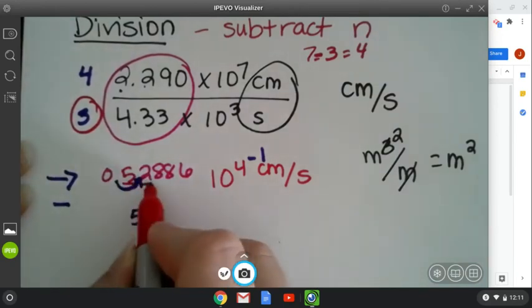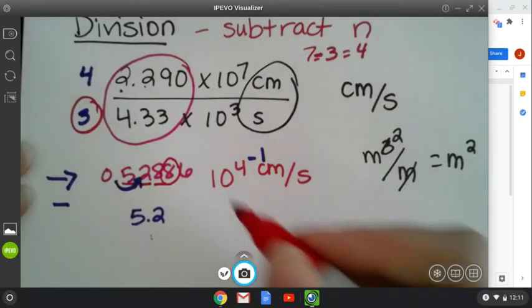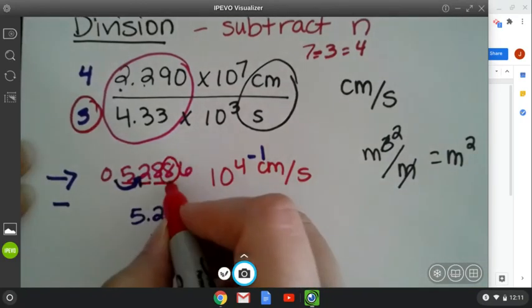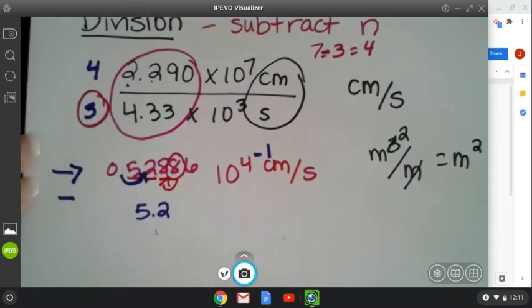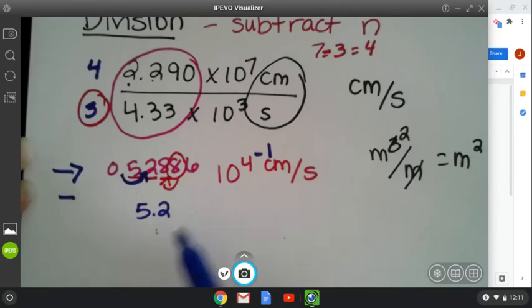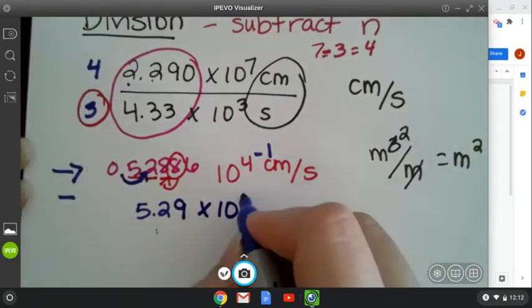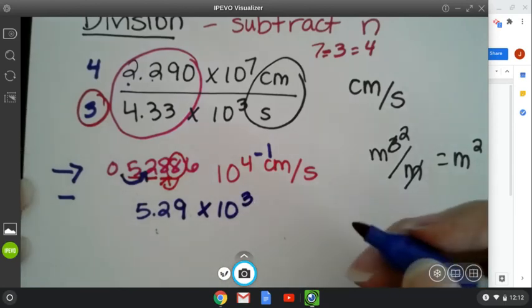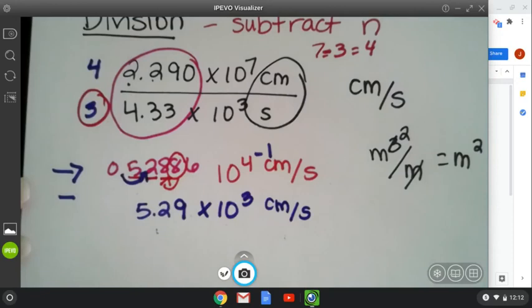So 1, 2, 3. Okay, look at this one. So that is an 8, which means I'm going to round my other 8 up. So my final answer will be 5.29, which is 5, 2, and 9, times 10 to the 3rd centimeters over seconds. And that is another sample problem on how to do division.